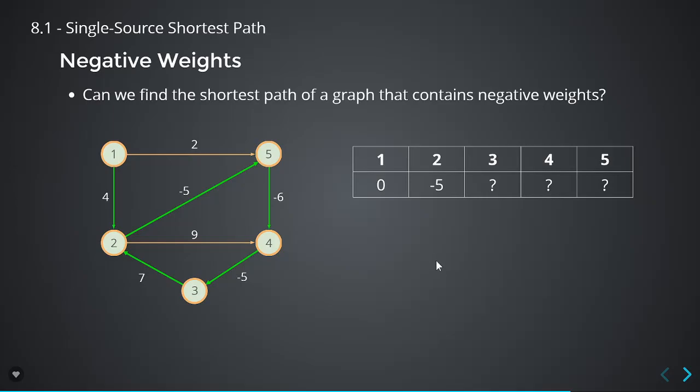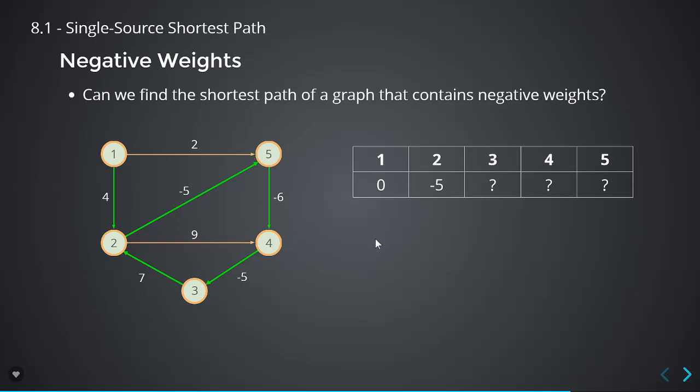But is it actually the shortest distance from 1 to 2? Well, it costs you -5 to get to 2, but now you go back to 5 again, and you go down to 4, you go down to 3, you go down. Every time you do a cycle, you're actually reducing the shortest path by -16 plus 7. You reduce by -9. So the next time you do it, the distance from 1 to 2 is -14.